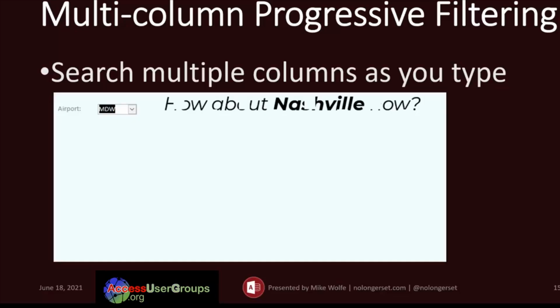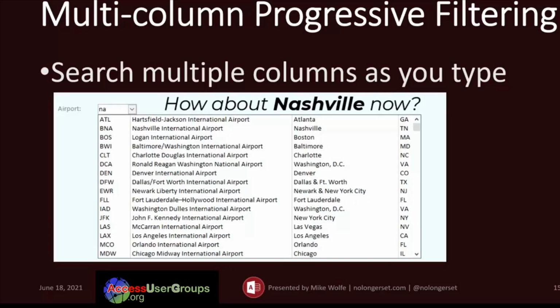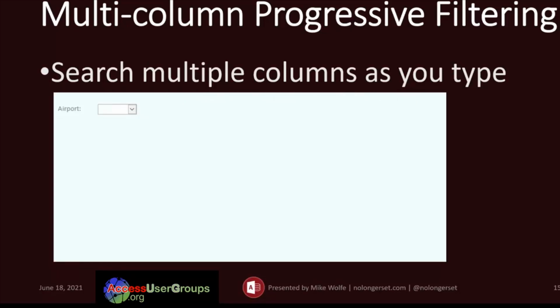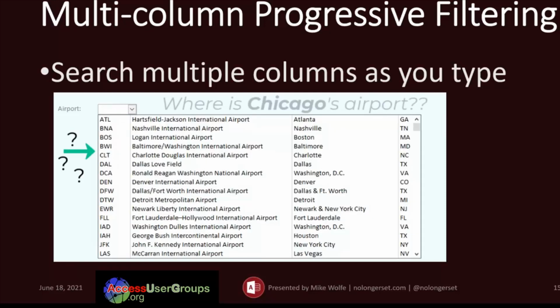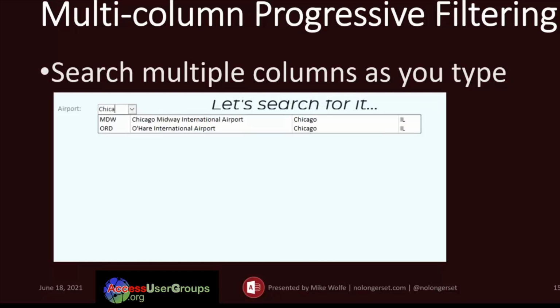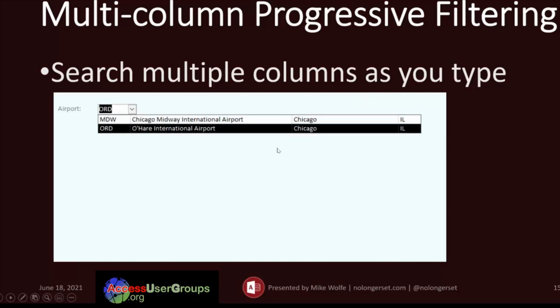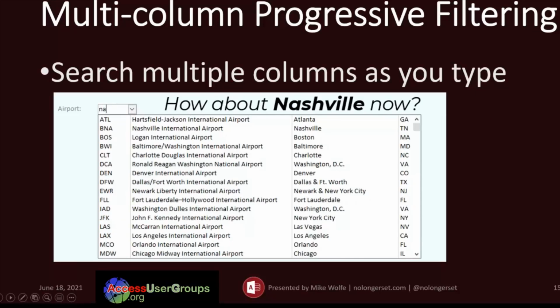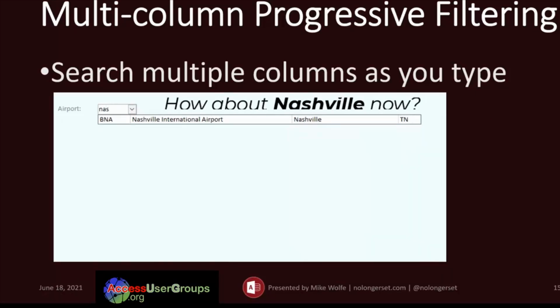So using this technique, the text you type into the combo box will filter all of the columns in the dropdown and not just the first visible one. The little demo is going to start over. So you're looking for Chicago's airport, and this is a list of all the 3-letter airport codes. Using this technique, as you type in the letters, it's going to look for matches in any of the fields in the dropdown.